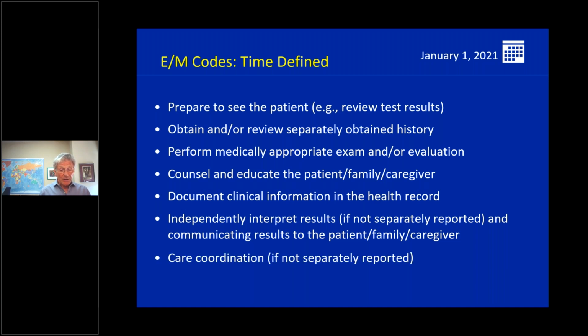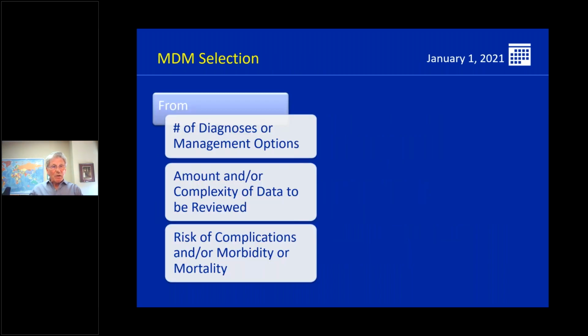And then the last bullet is care coordination, if that's not separately reported and billed for. So basically, from the time that you start looking at the patient's chart until the time that you finish typing your note, all that time you get credit for in this new system. So that's total time. The other way of billing an E&M code is based on medical decision-making selection.